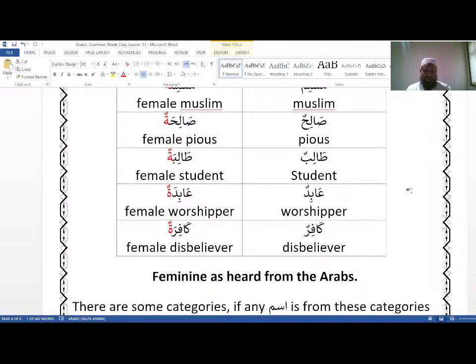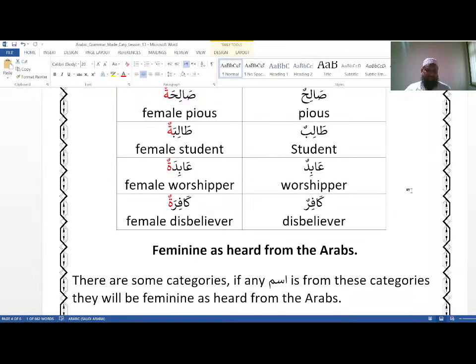So let's learn some words. Feminine as heard from the Arabs. These types of isms in Arabic grammar have a name: muannas sima'i. Heard. Sima' from sami'a, to hear. You don't need to remember this term, just remember feminine as heard from the Arabs. Okay, there are some categories. If any ism is from these categories, it will be feminine as heard from the Arabs.